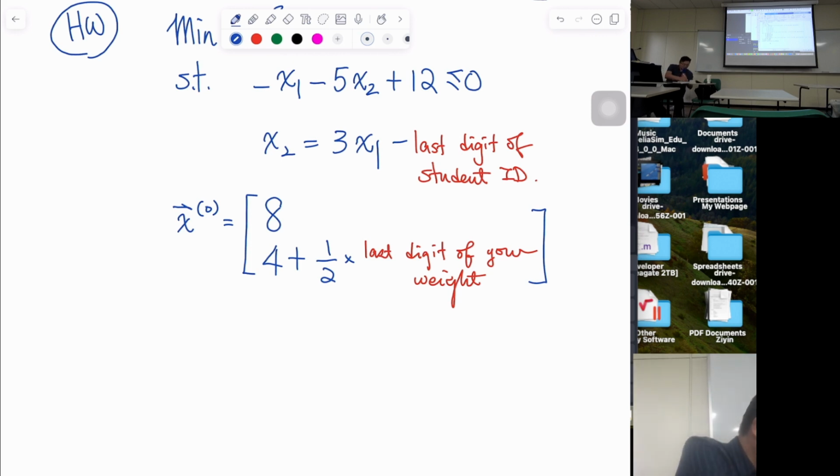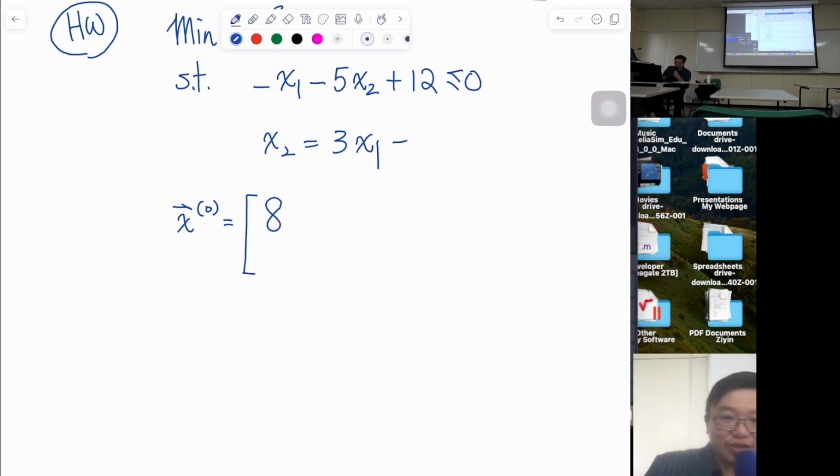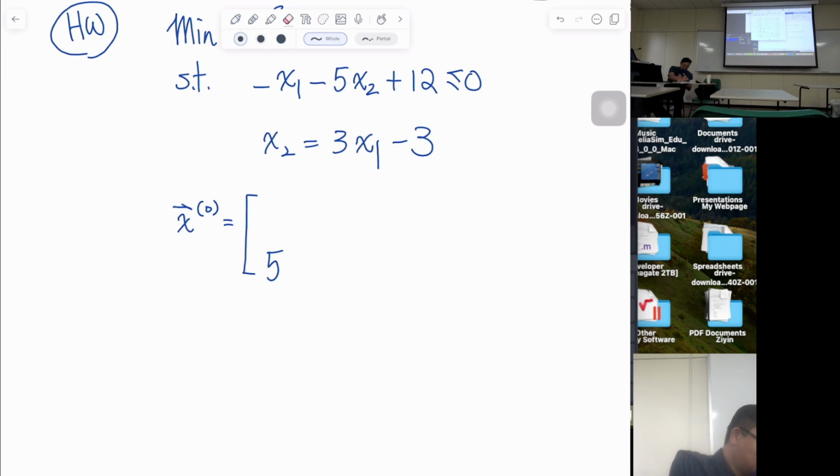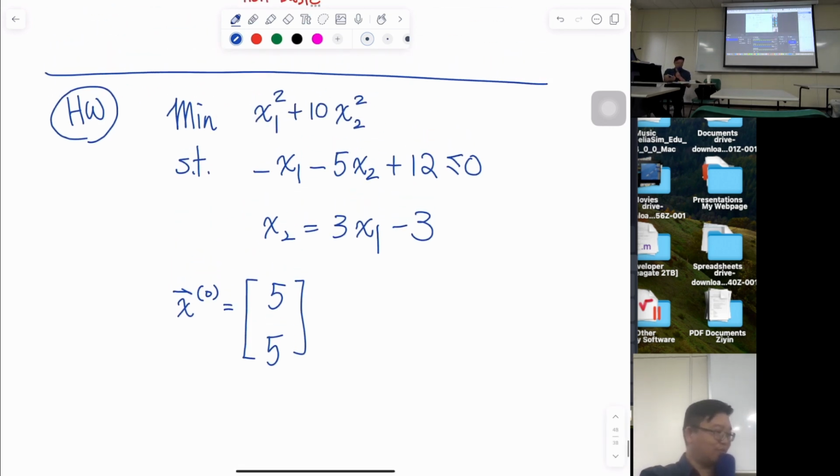Maybe I just give you some number that's solvable. Let's try some numbers and make sure it works. Okay, this one works. So from 5-5, and yeah, this is the problem.